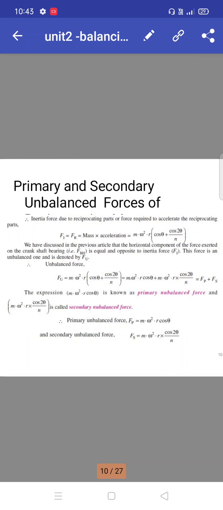We have discussed in the previous article that the horizontal component of the force exerted on the crankshaft bearing is equal and opposite to the inertia force. This force is an unbalanced one and is denoted by F suffix u. So F suffix u is the unbalanced force.